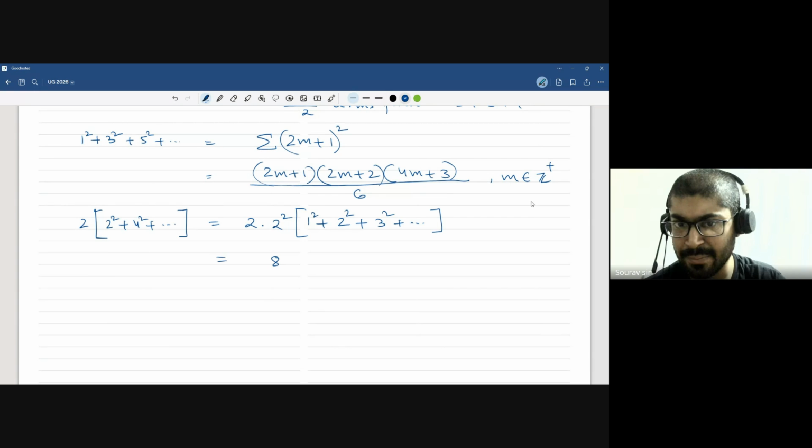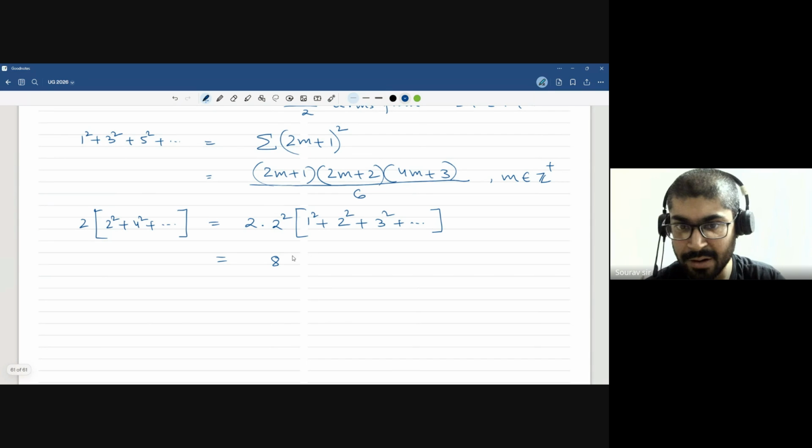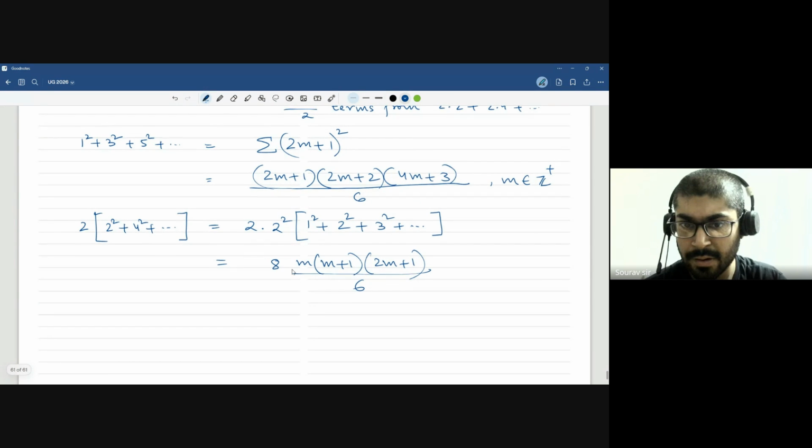This will be for m. What will this be? n into n plus 1 into 2n plus 1 divided by 6. Yes, the normal one. So m into m plus 1 into 2m plus 1 by 6. All right. If we add them, we should get the final answer. So this will cancel out, right? One of them will cancel out. I'll get 4 here and I'll get 3 here.